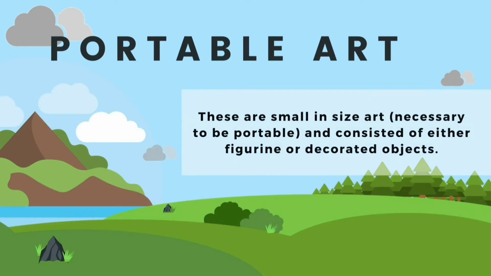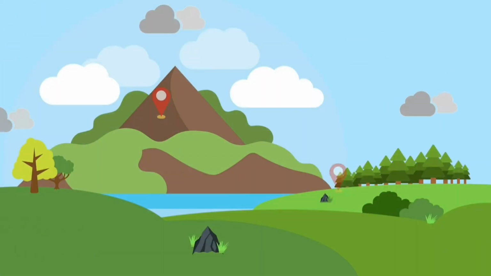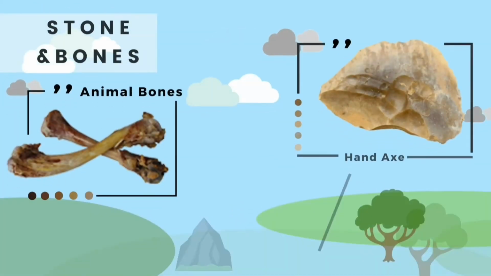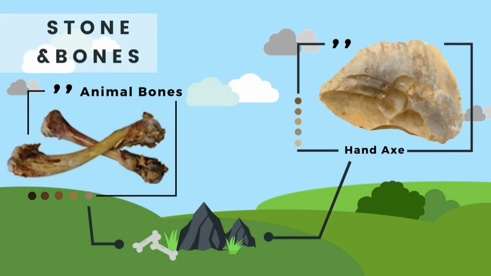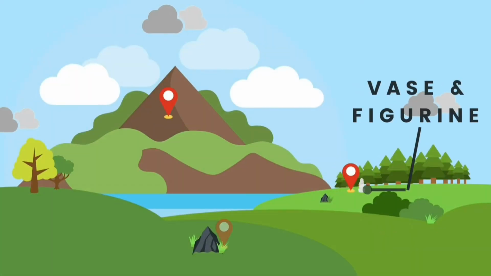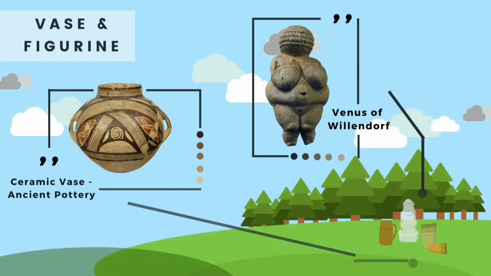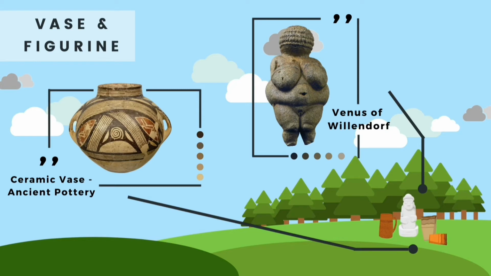Portable art is small in size, also called mobility art, and consisted of either figurines or decorated objects, stones or bones. Our ancestors used bones and stones to create tools that can help them hunt, or an essential tool in living. Vases or figurines. These are relics discovered before in Spain and France, predominantly having lots of found prehistoric art. Most of the portable art from this period was figurative, whether it's an animal or in human form. One example is Venus as a childbearing female.